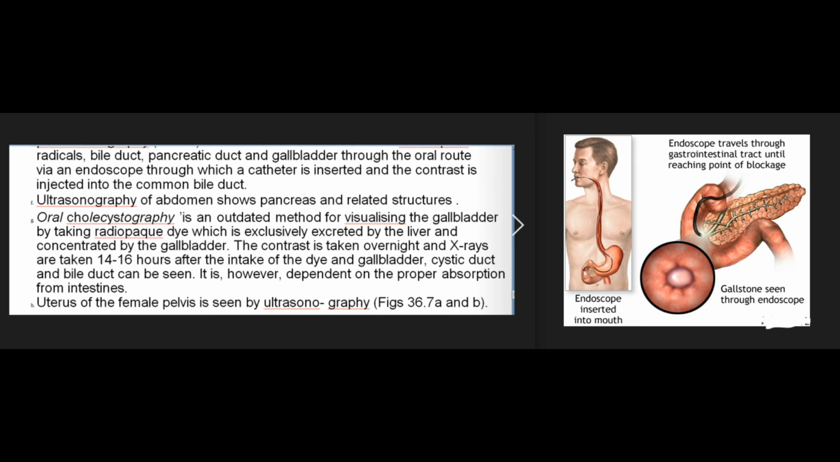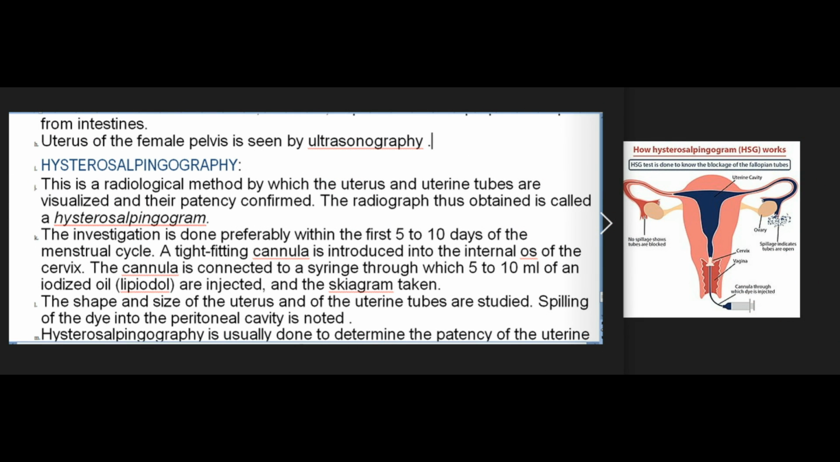Oral cholecystography is an outdated method for visualizing the gallbladder by taking radiopaque dye which is exclusively excreted by the liver and concentrated by the gallbladder. The contrast is taken overnight and X-rays are taken 14 to 16 hours after the intake of the dye and gallbladder, cystic duct, and bile duct can be seen. It is, however, dependent on the proper absorption from intestines. Uterus of the female pelvis is seen by ultrasonography.